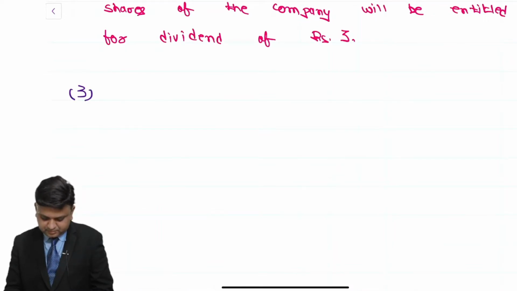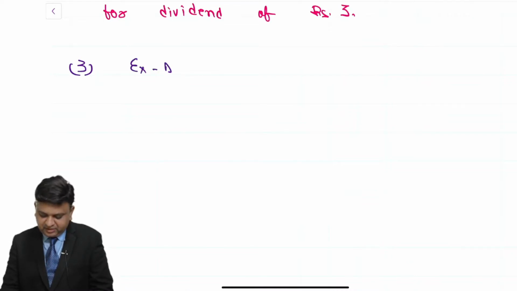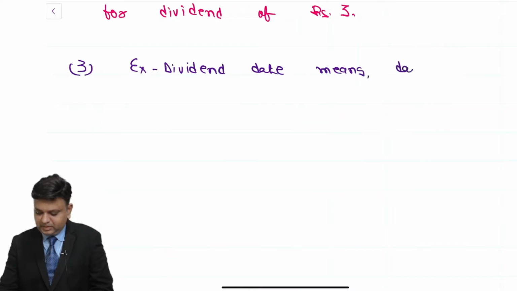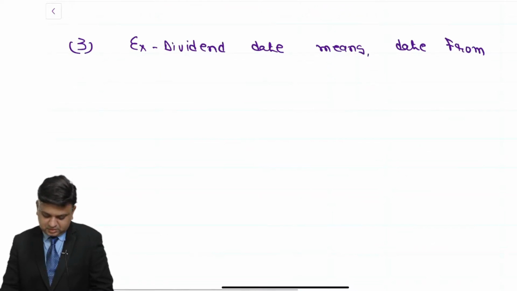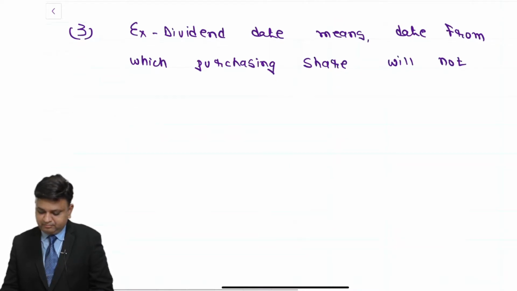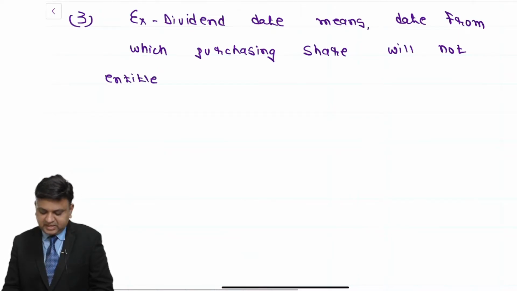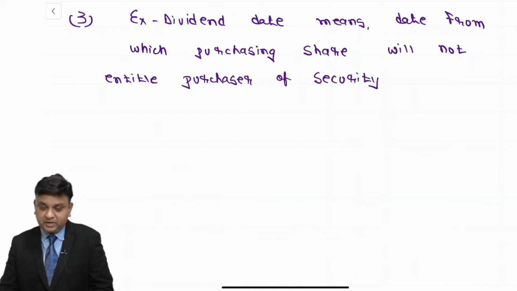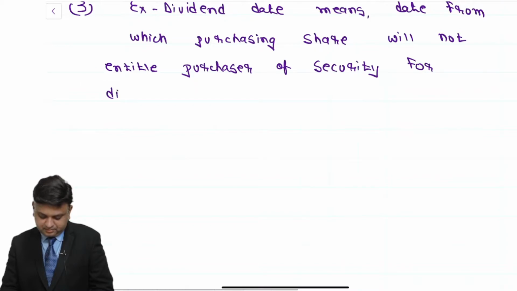And third point, this is important. Ex-dividend date means the date from which purchasing a share will not entitle the purchaser of the security for dividend income. Full stop.